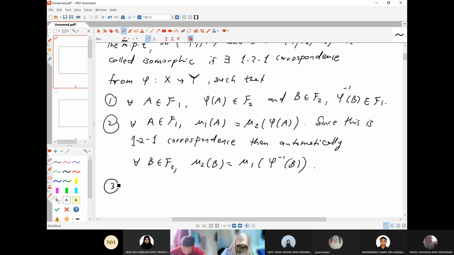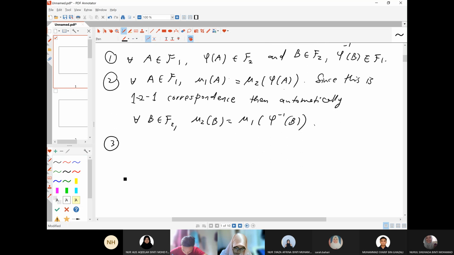And the third one is the commutativity. So for any x in X, we will have phi of the transformation T of x is equal to S of phi of x. Okay, so the second example that we want to show is for the Becker's transformation and also the Bernoulli.